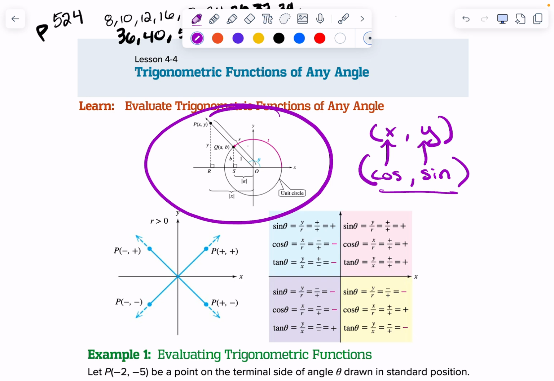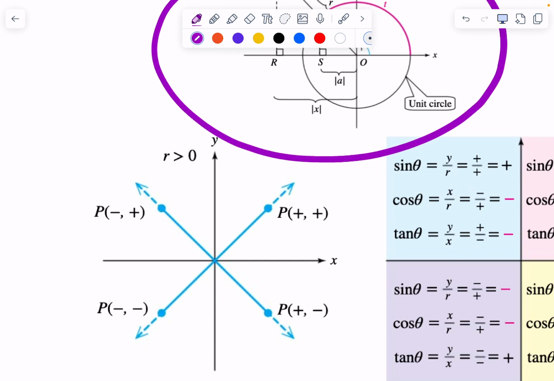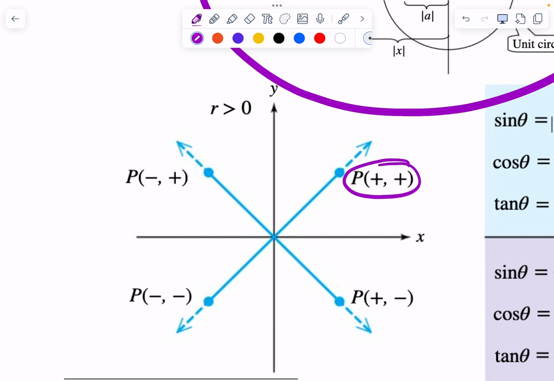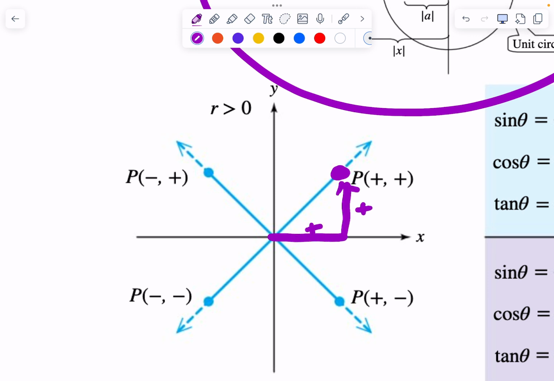Okay, so did you guys write these on your unit circle? Did you write the plus plus, the minus plus, whatever? What that means is that in the first quadrant, you are going to the right and going up. You're going positive and positive, right? So the cosine is positive, the sine is positive. In the second quadrant, you're going to the left, which is minus, and you're going positive for the y. So negative for cosine, positive for sine, right? And then all the way around.